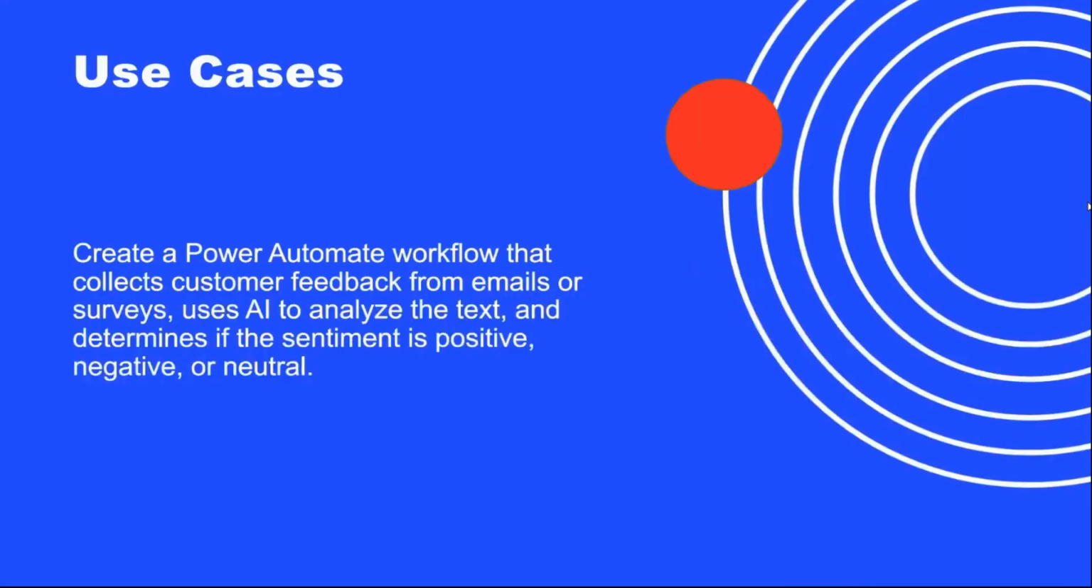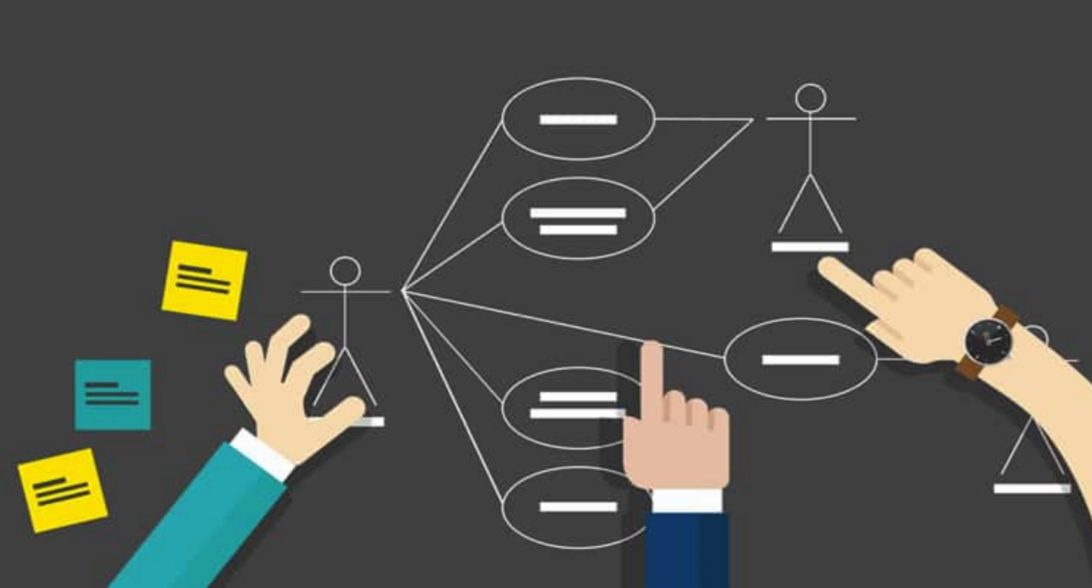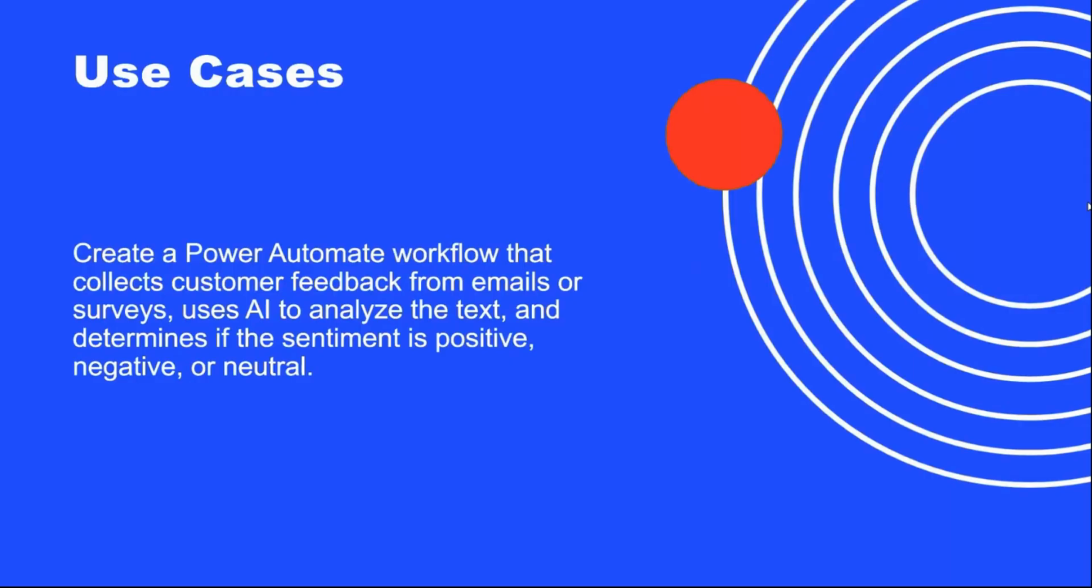There are multiple use cases. Let me explain. Take a sample use case, and I will try to explain in real time where we are using this type of requirement. For example, you will get a requirement to create a Power Automate workflow that collects customer feedback from emails, surveys, or uses AI, artificial intelligence, to analyze the text and determine whether the sentiment is positive, negative, or neutral.